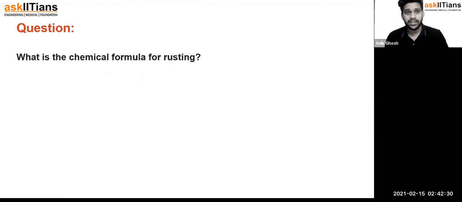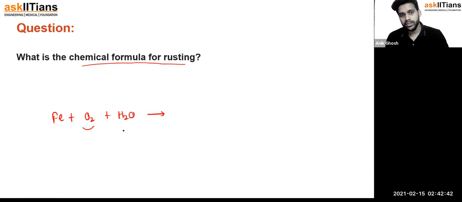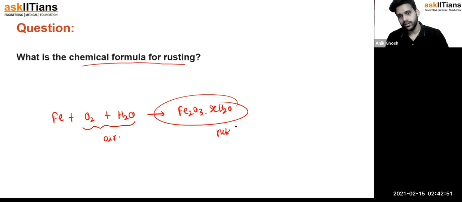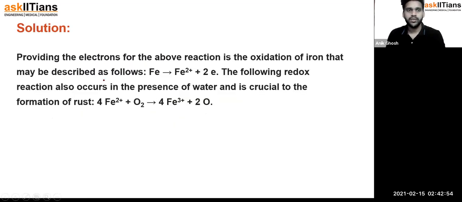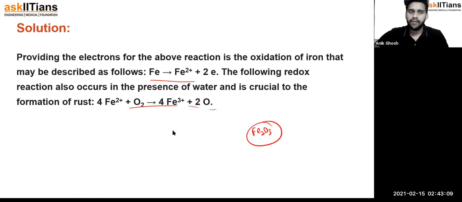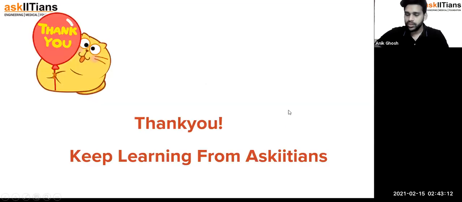Then the next question: what is the chemical formula of rusting? I have told you a number of times, when iron reacts with oxygen and water, these two things coming from air, the thing we get is Fe2O3.xH2O. This is called rust. You can see over here the reaction written in terms of electrons. Just go through it, there is nothing important written over here. The thing you have to remember is that this is the formation of Fe2O3 only. You don't have to go through them in detail.